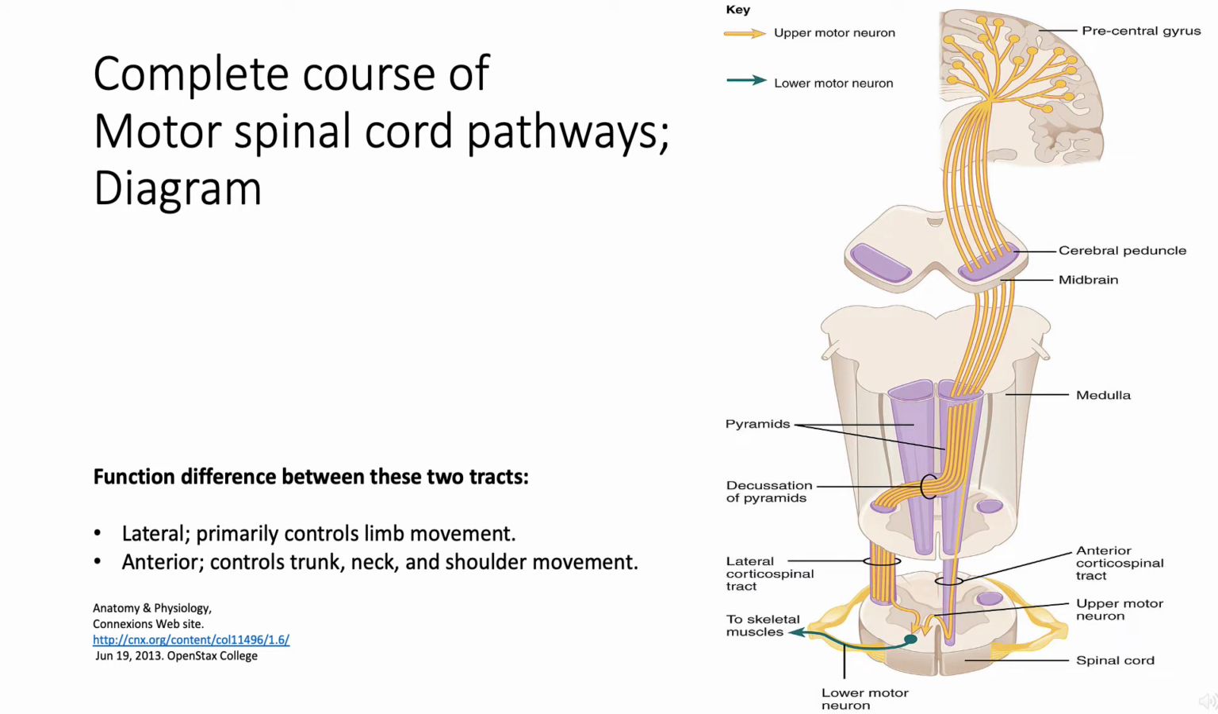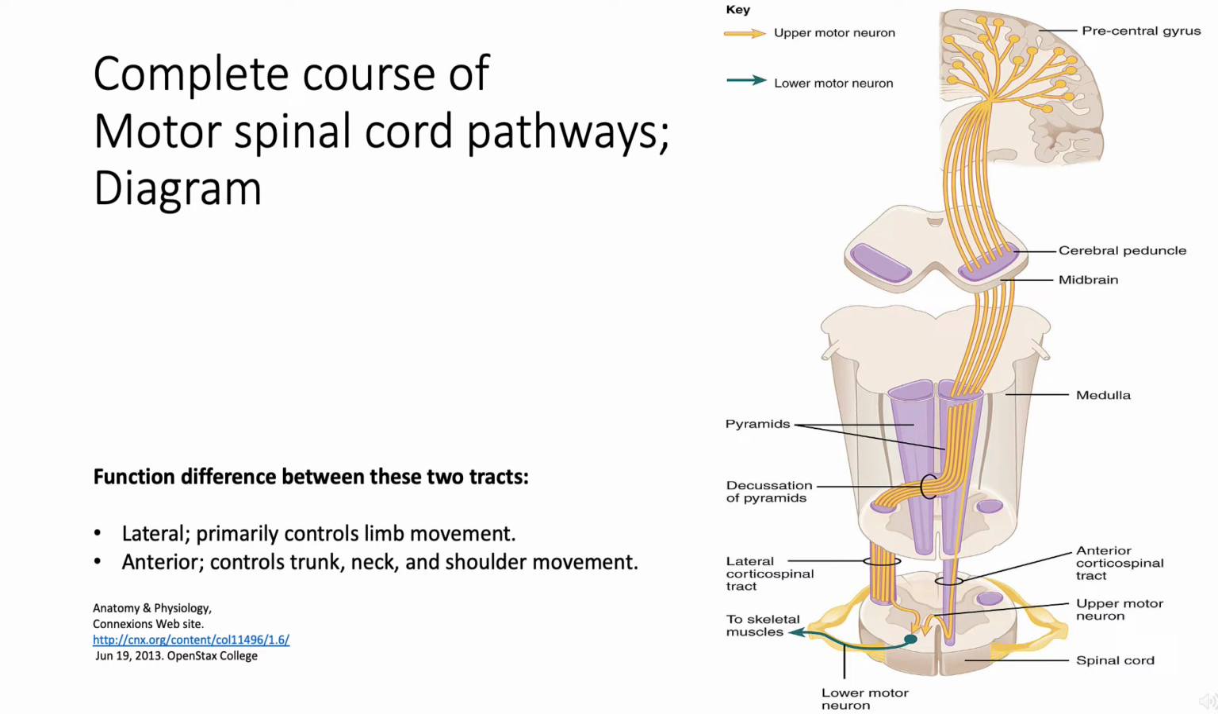What does it mean in terms of function? What's the functional implication? What's the physiological implication? It basically means that the right lateral corticospinal tract, which is controlling the right leg and right upper limb, has information coming from the left side of the brain. Whereas the right anterior corticospinal tract, which is controlling the right side of the core, has information coming from the right precentral gyrus, from the right half of the brain.